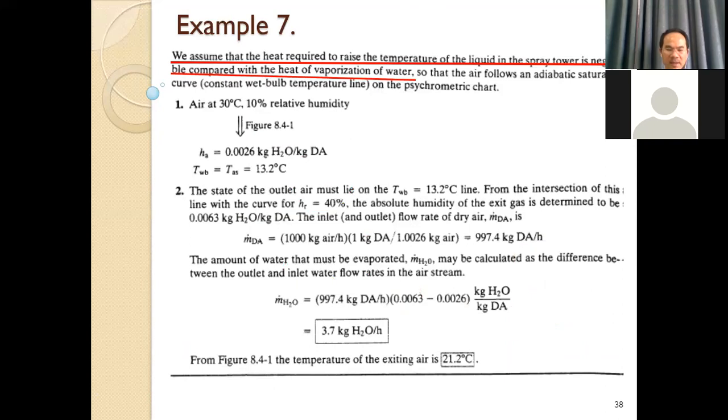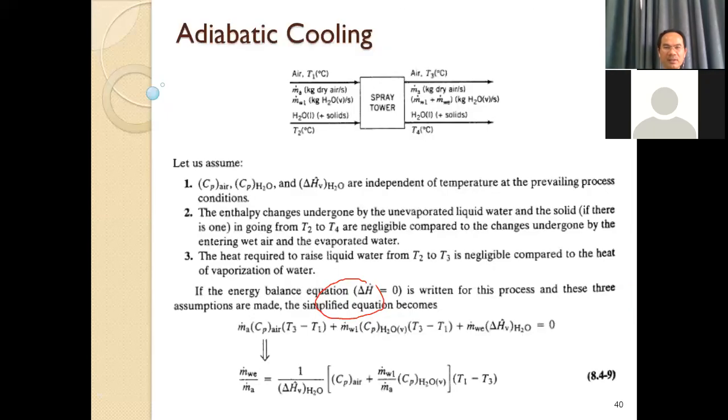Okay, and then multiply with the mass rate of dry air in the inlet. You can calculate the amount of water evaporate. This is the amount of water evaporate. Okay, you get 3.7 kilogram water per hour. So this is the mass rate of water evaporate, like before, we show you already.